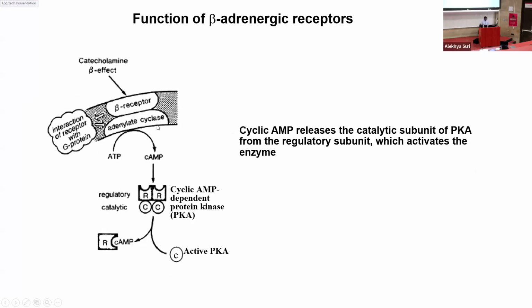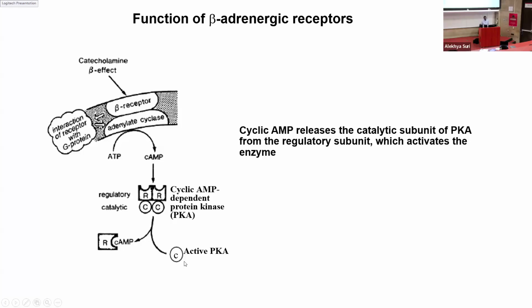So once the beta receptor is activated, it activates the adenylyl cyclase. The adenylyl cyclase converts the ATP to cyclic AMP. Cyclic AMP is the second messenger. The cyclic AMP activates several things, including kinases and transcription factors. One of them is PKA.